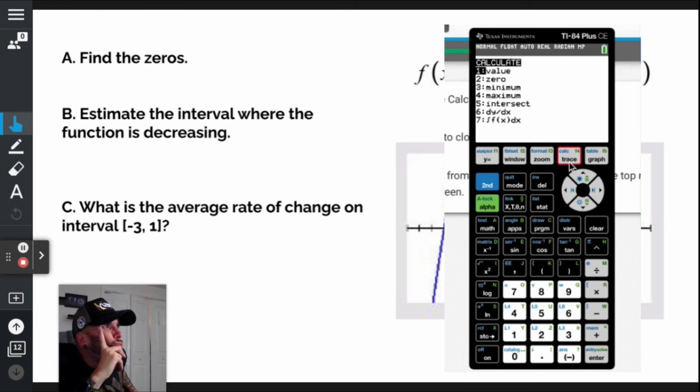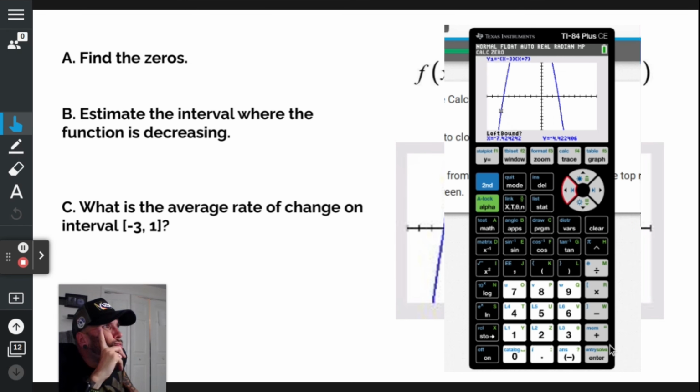Hit second, trace, and that takes you to calc. Now the second option right there is zero. So we're going to click that. Now I know I have a zero right there. So when it says left bound, what I need to do is place a little blinking thing that I don't see yet to the left of my zero. Right now my blinking thing is at x equals 0, which is up here where I can't see it. So I'm going to hit left a bunch of times until it goes to the left of my zero. Eventually it'll show up very soon. There you are.